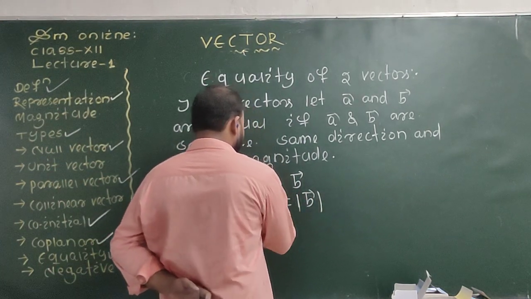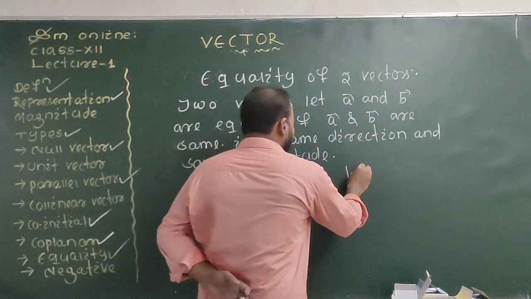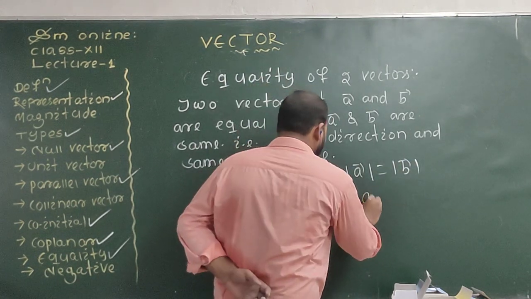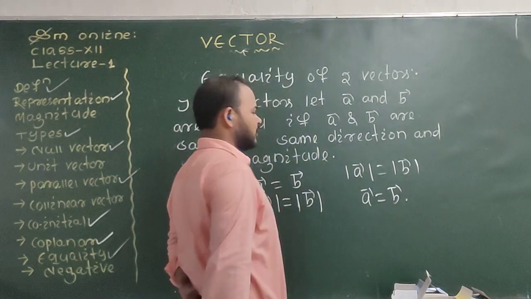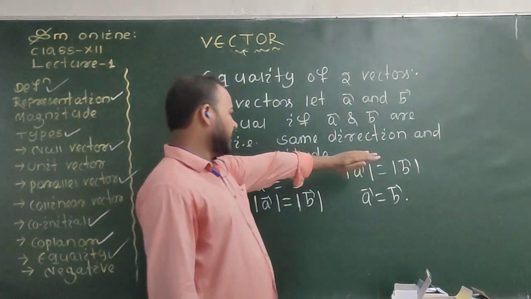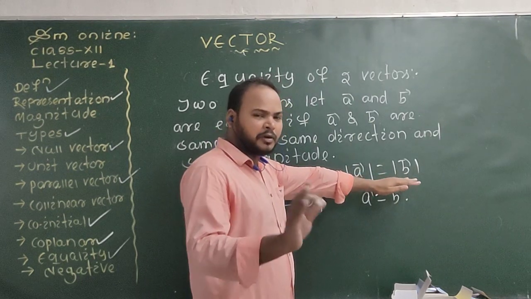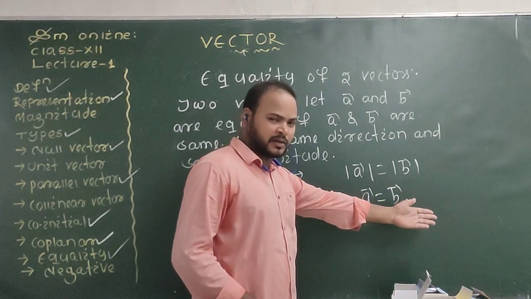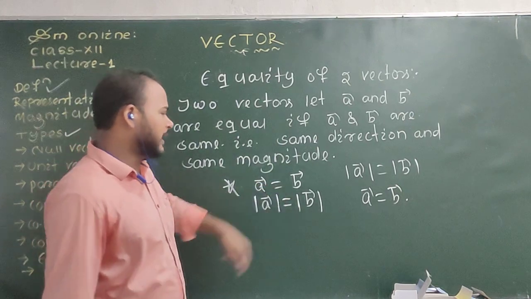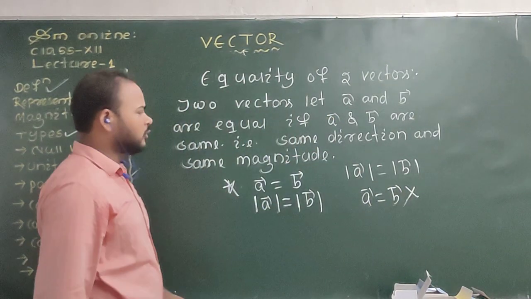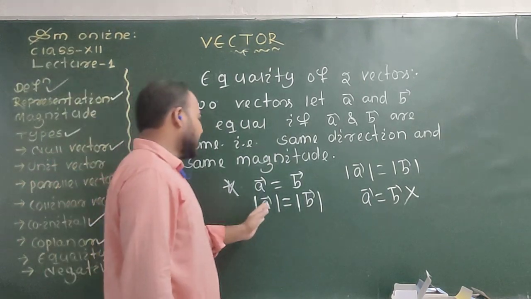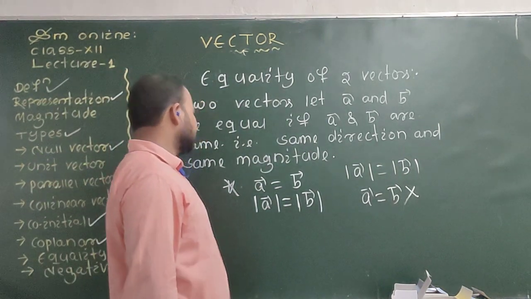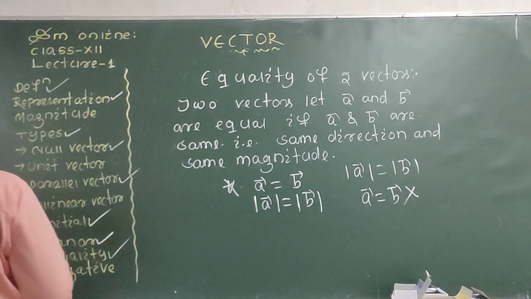If the magnitude of vector A equals the magnitude of vector B, it is not necessarily true that vector A equals vector B, because the direction can change. But if vector A equals vector B, then we say the magnitude of vector A equals the magnitude of vector B. So this is equality of two vectors.